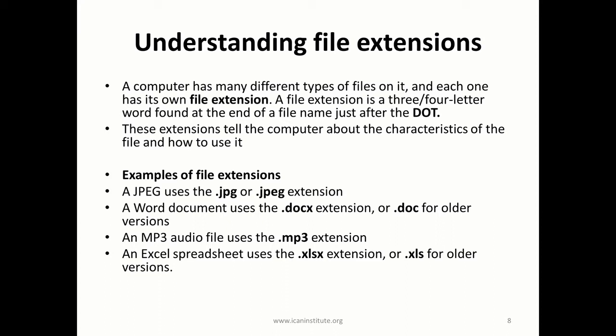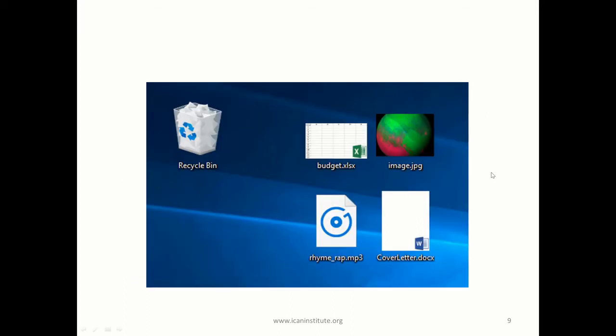Examples of file extensions. A JPEG file uses the .jpg or .jpeg extension. A Word document uses the .docx extension or .doc extension for older versions. You can look on your desktop and you are likely to see these files with their extensions on your desktop.